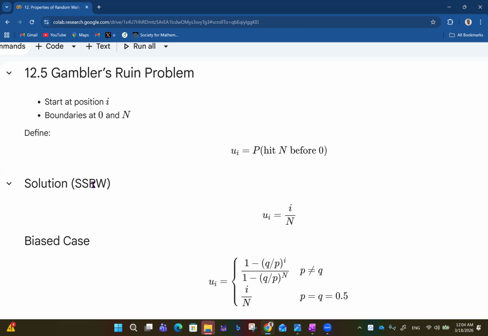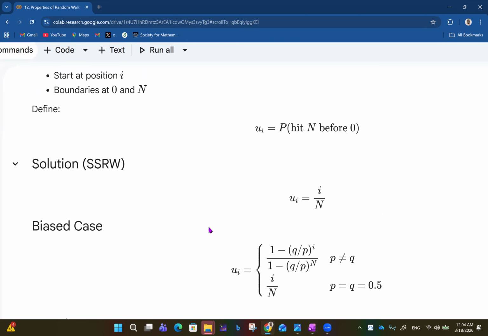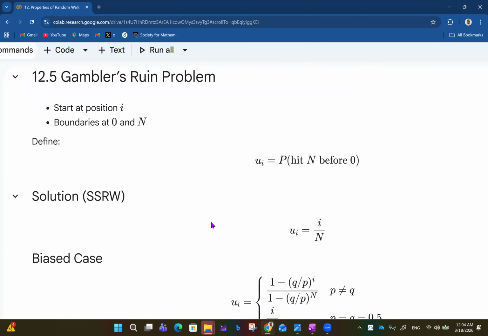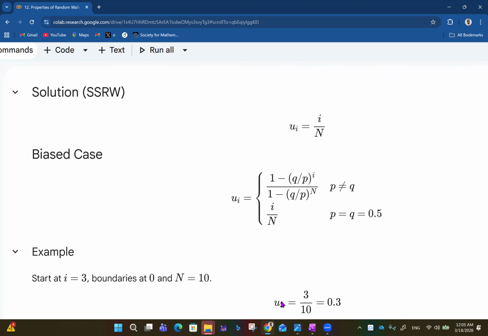So that's for symmetric, but for a biased case, things are a bit more complicated. For the biased case, you have u_i, the probability of hitting n before hitting 0. It is 1 minus (q over p) raised to power i, all over 1 minus (q over p) raised to power big N, when p is not equal to q. But when p is equal to q, and each is 0.5, then we revert to the symmetric random walk situation, which is i over n.